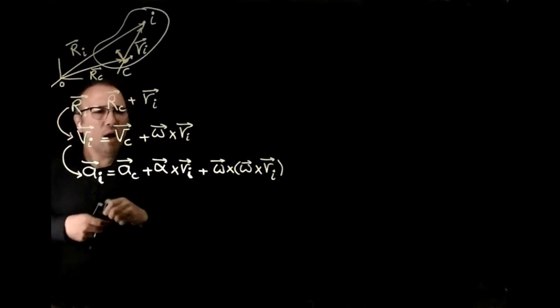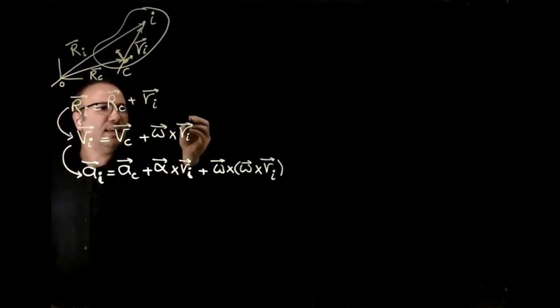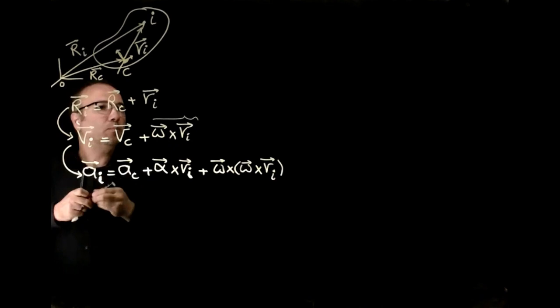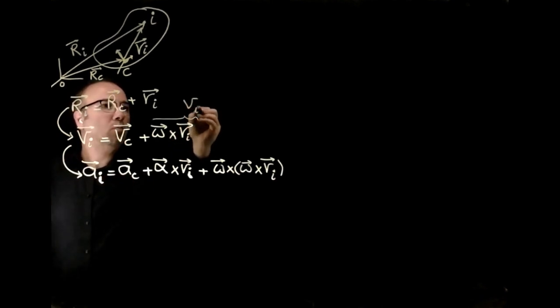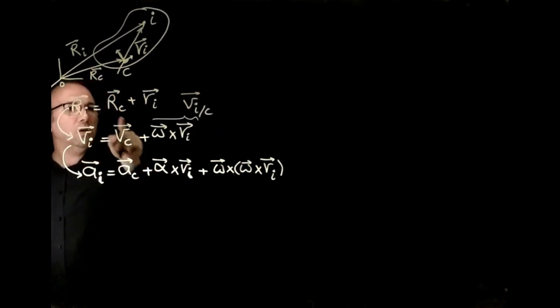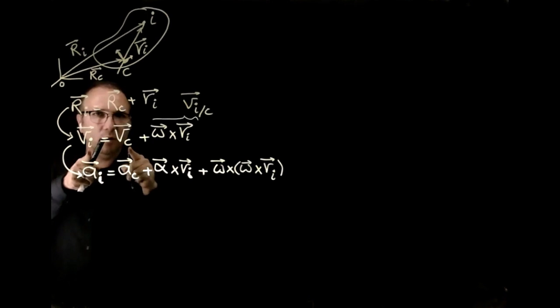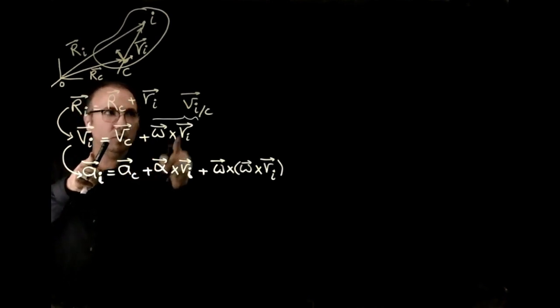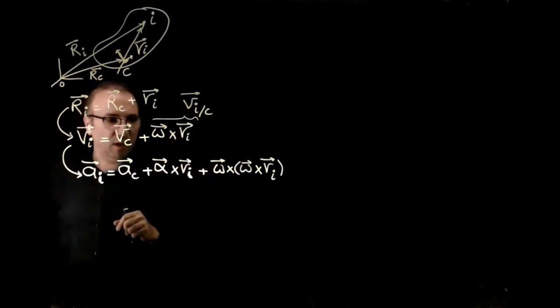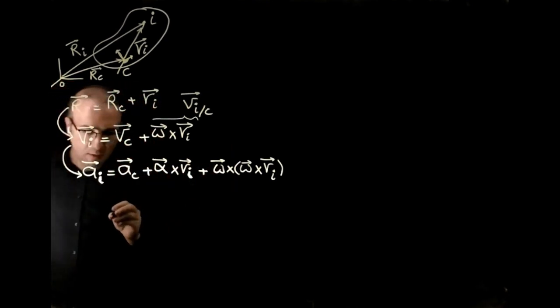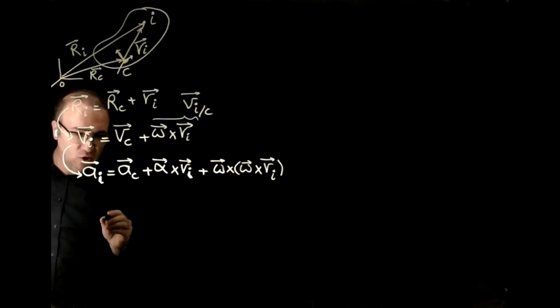Now, one other thing: this is the relative velocity of I with respect to C. Because you see, we have velocity of I equals velocity of C plus that relative velocity, right? So this is that relative velocity. So keep these.